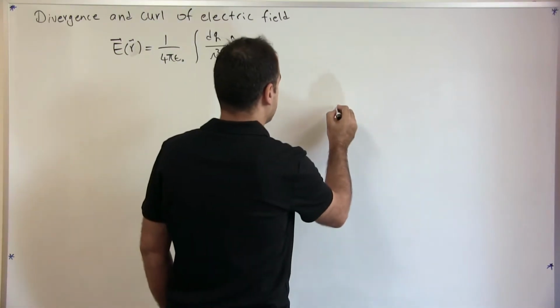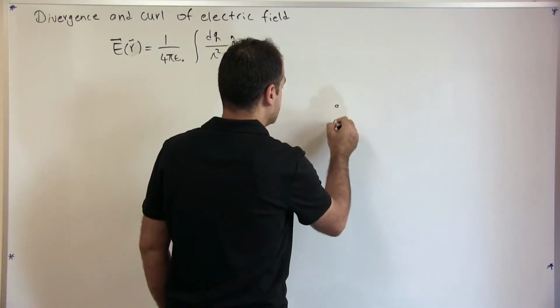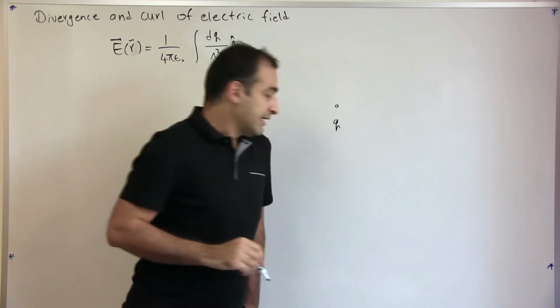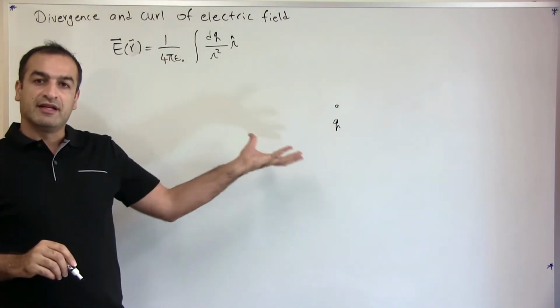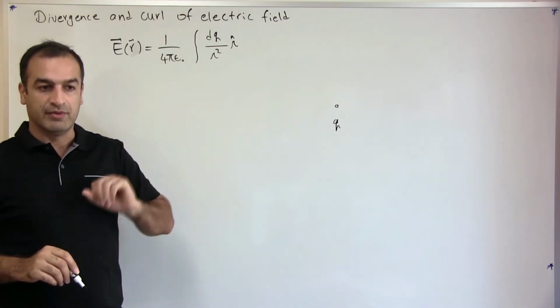Okay, so let's now go back and look at one single point charge. Imagine we have one single point charge, charge Q, and let's demonstrate what sort of electric field we have around this point charge.